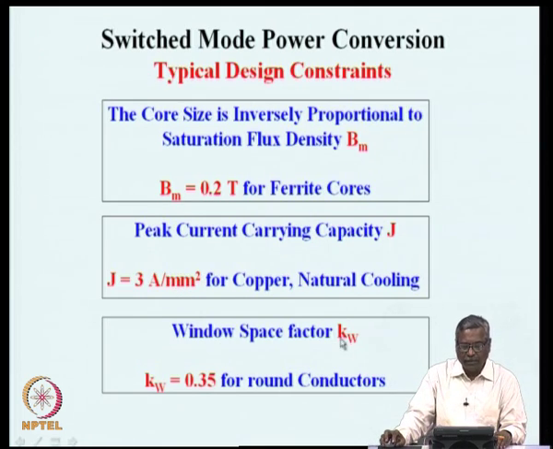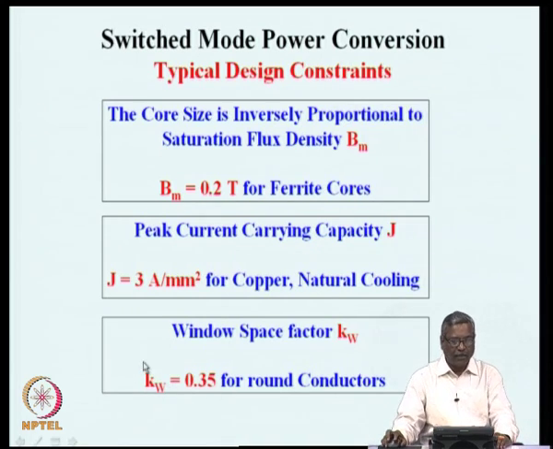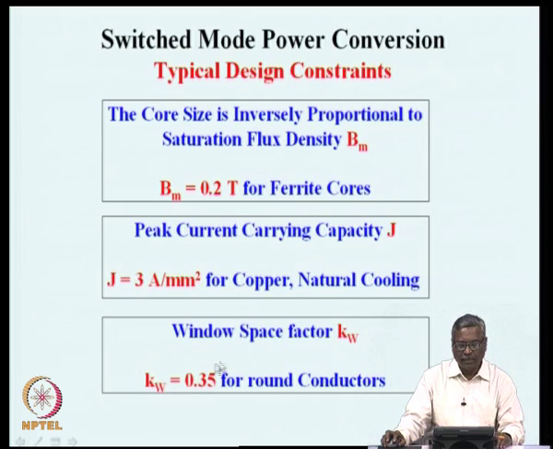And the window space factor typically could be about 0.35. What this indicates is that only about 1/3 of the window can be effectively used by copper, the rest of the space will be used for insulation between layers, insulation of the conductor itself, insulation between one winding and another winding, and so on. So, typical design constraints are Bm about 0.2 Tesla for ferrites, current density about 3 ampere per millimeter square for copper, and a window space factor of about 0.3 or 0.35.